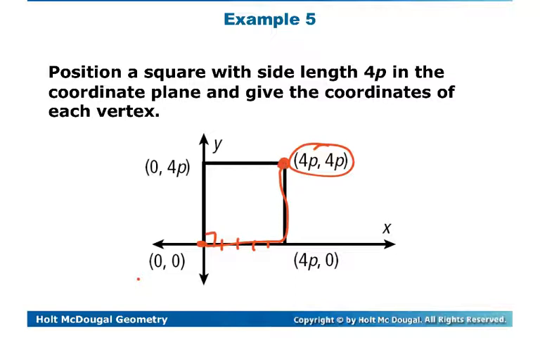And then again, just be careful that you graph in the correct order. So over the amount, in this case 4p, and then up nothing, versus over nothing, up 4p. That was supposed to be over. Alright.